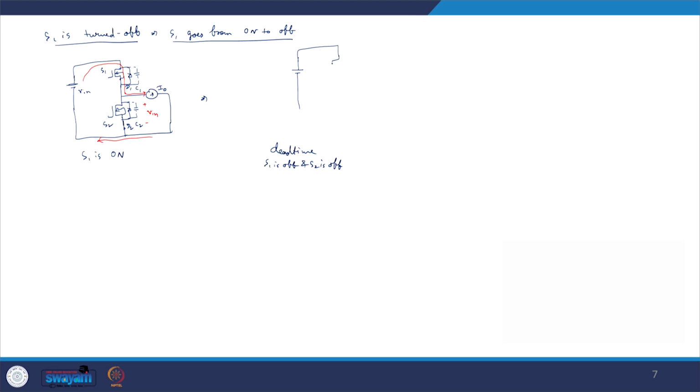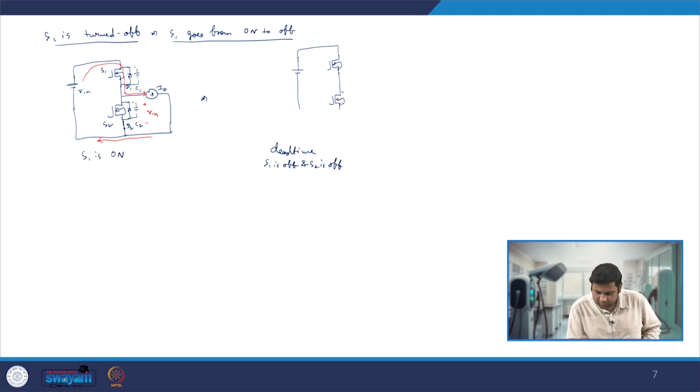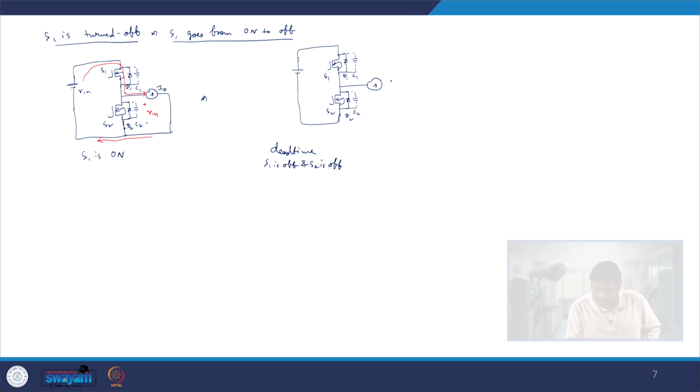During this time my S1 will also be off, the channel which was conducting will no longer exist, and there is no pathway from where the current can flow through the S1 switch and the S2 switch. So this is D1, D2, and we also have C1 and C2.